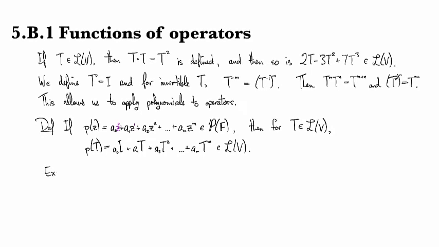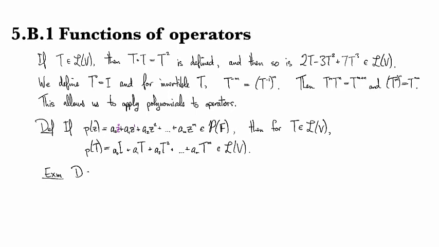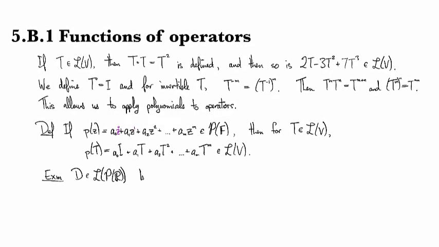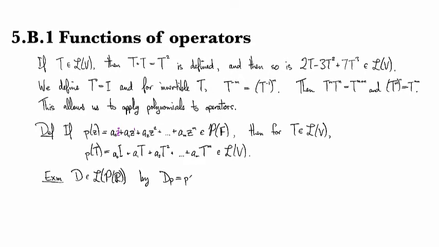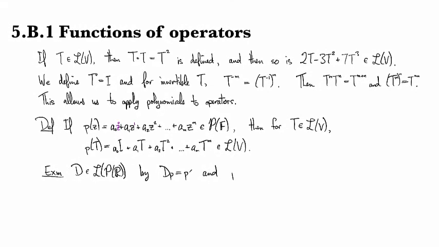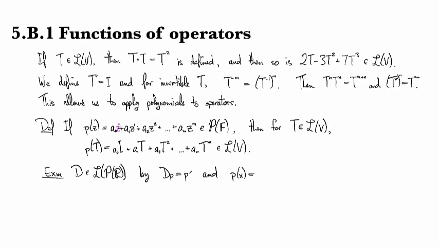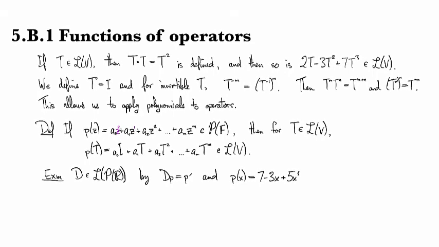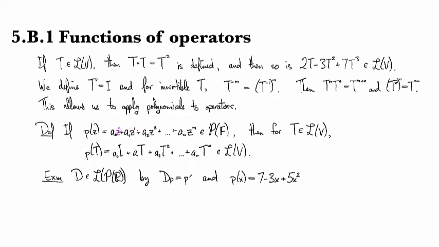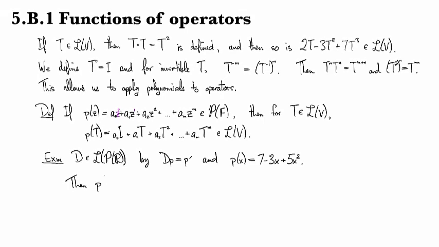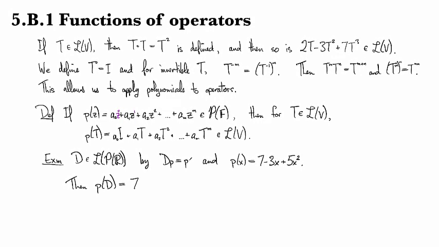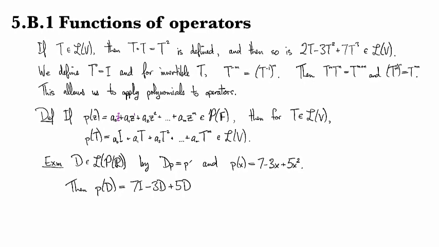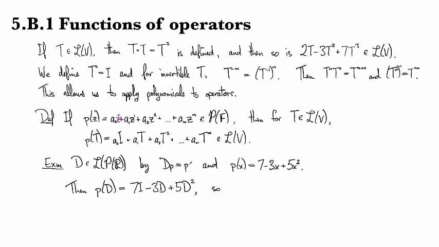So for example, if we take D to be the derivative operator on the real polynomials, so Dp is the derivative of p, and we have some polynomial p(x) is 7 minus 3x plus 5x squared. Whoops, that was a pretty lousy 2. Plus 5x squared. There we go. Okay, so then p(D) is going to be 7 times the identity minus 3 times the derivative operator plus 5 times the second derivative operator.